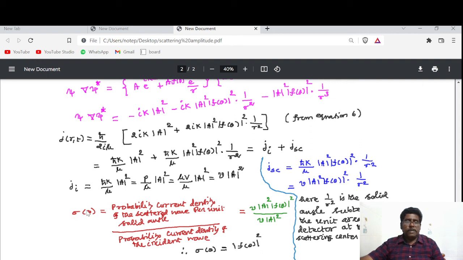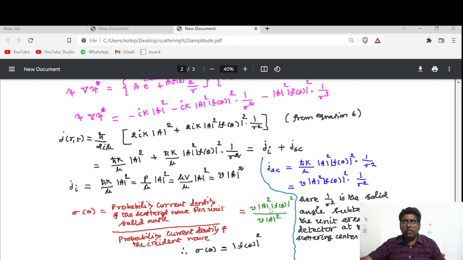But the differential scattering cross section is probability current density of the scattered wave per unit solid angle divided by probability current density of the incident wave. Here J scattered is v into absolute square of a absolute square of f theta into 1 by r square. Here this 1 by r square is the value of solid angle d omega. D omega equal to surface area divided by r square, but the surface area value is 1. Here 1 by r square is a solid angle subtended by the unit area of the detector at the scattering center. Therefore, in the numerator we have to substitute the value of J scattered without 1 by r square.